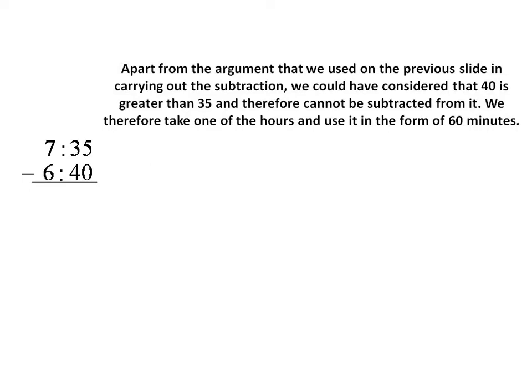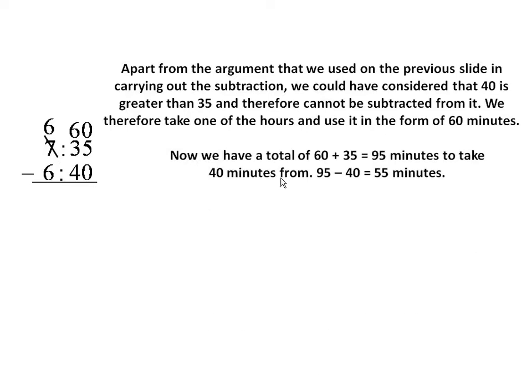Apart from the argument that we use, which is the one that we have just discussed on the previous slide, in carrying out the subtraction, we could have considered that 40 is greater than 35 and therefore cannot be subtracted from it. We therefore take 1 from the hours and use it in the form of 60 minutes. So we take 1 from the hour, leave 6, and then use it in the form of 60 minutes. Now this 60 will be added to the 35, and that will give 95. So now we have a total of 60 plus 35, which is equal to 95 minutes to take 40 minutes from. So 95 minus 40 is equal to 55 minutes.